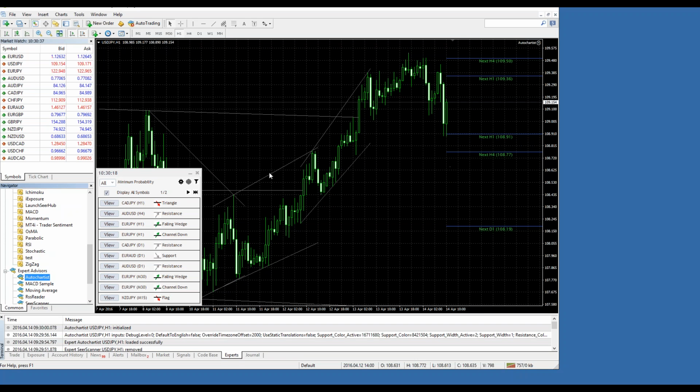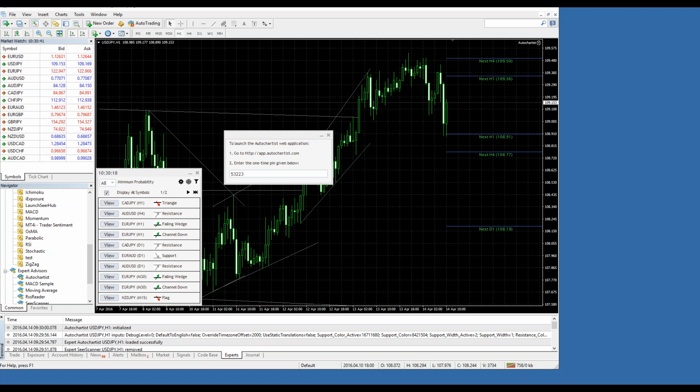Now, if you see there's a little world icon. If you click on that little world icon, it will actually give you a pop-up. All you do is go to app.autochartist.com and put in this little PIN number that we give you, and that will bring up the web application that I was just showing you now. So this little world icon gives you this PIN number.